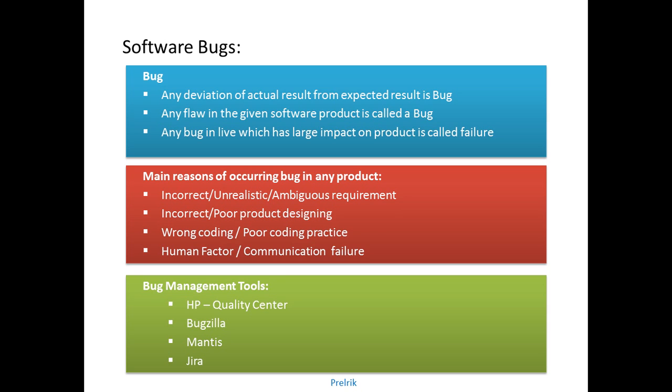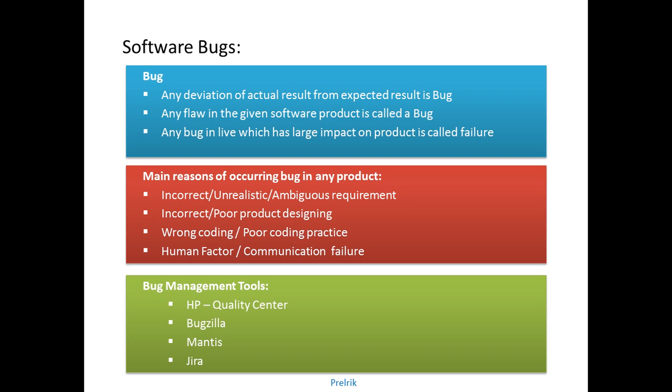So, what are the main reasons for a bug occurring in the product? Incorrect, unrealistic, or ambiguous requirements. That means requirements are not clear, or it's not practical for a developer to code it, or for anyone who is going to design the product. In that case it may lead to a bug.